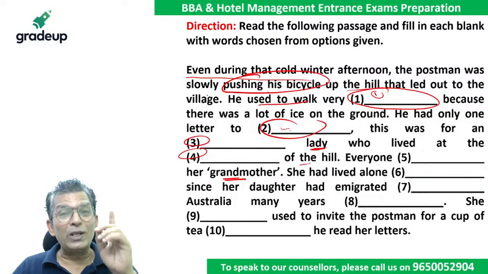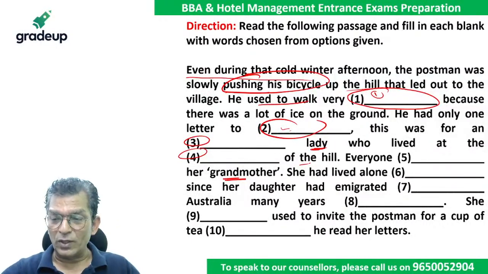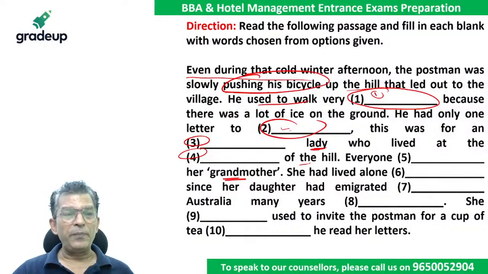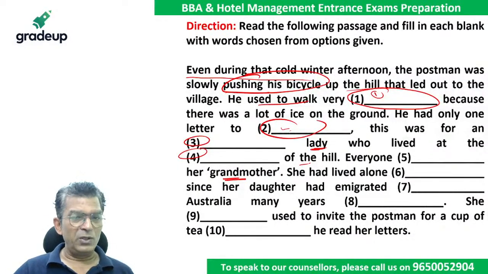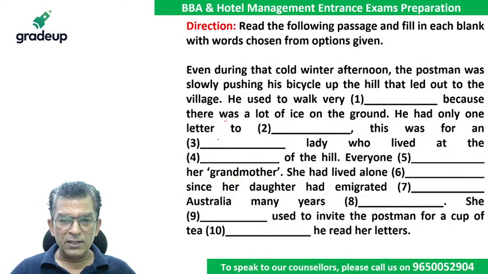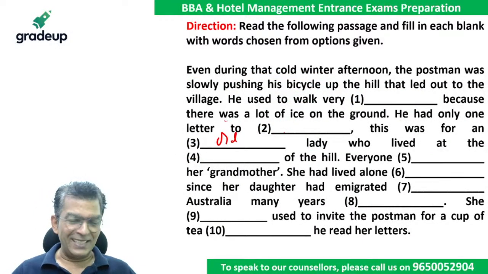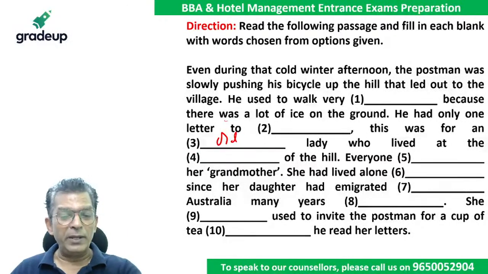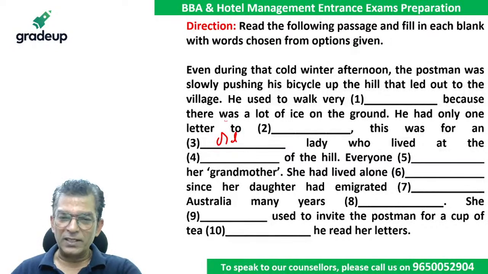Okay, there is always clue in the closed tests. Okay, so you need to be careful. So here, we said this was for an old lady. Silly, yes. Who lived at the top of the hill? See, it cannot be bottom for sure. It can be anything else. Okay. So let us check the words. Top of the hill. Very good.